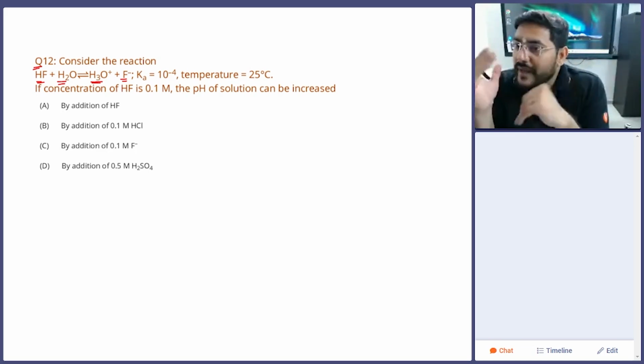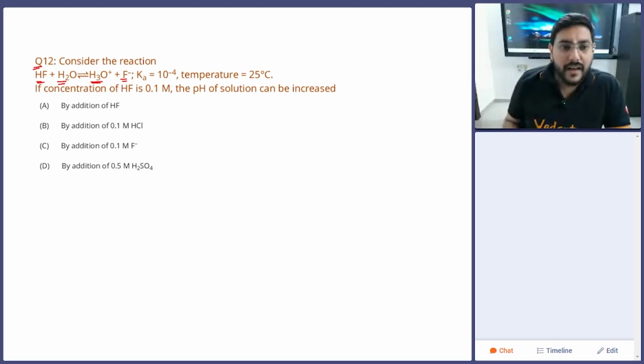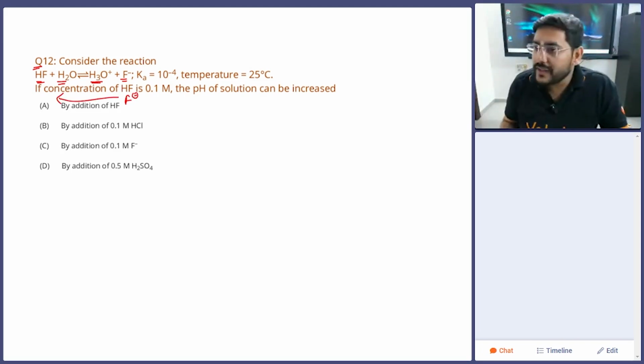What will happen? F minus ion concentration increases. Here the F minus ion concentration increases. So the equilibrium will shift in the backward direction. Come on everyone, yes or no? So can we say that the pH is going to increase in this scenario only? Yes, the right answer is, come on everyone, by the addition of 0.1 molar F minus ion, the equilibrium is going to shift in the backward direction. Okay.